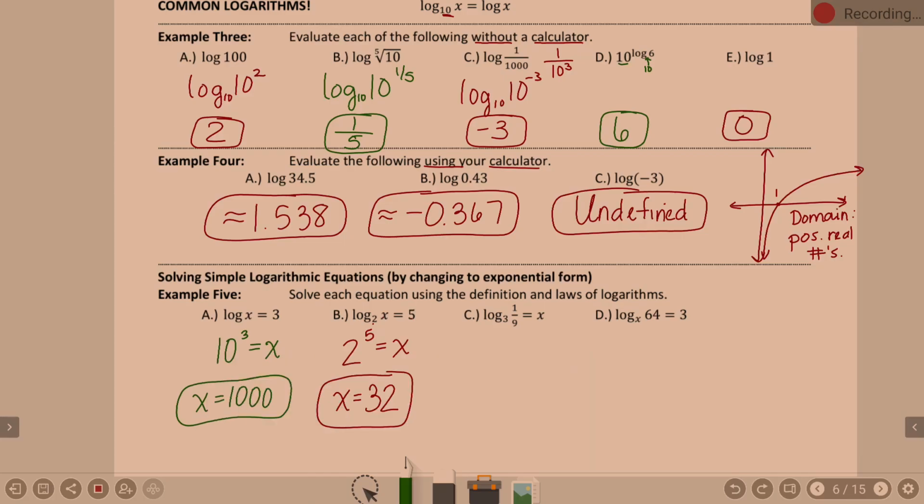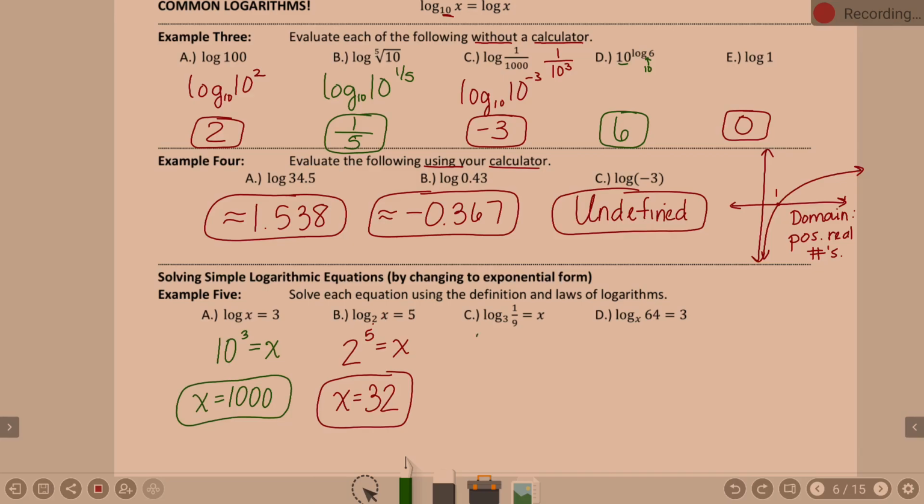Okay, C. This one's going to change things up a little bit. Log base 3 of 1/9 equals x. There's two different ways we could go here, depending on what you see. I would say 3 to the x equals 1/9. Okay, left, right, middle, yes.